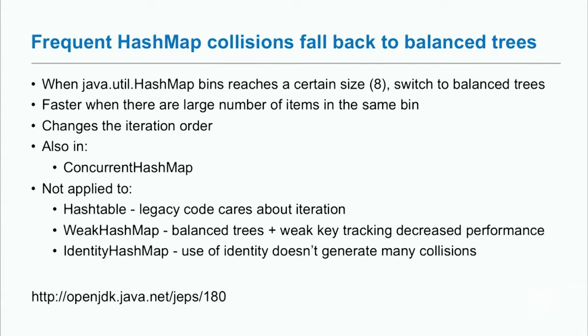They did add this to the ConcurrentHashMap. ConcurrentHashMap is often used in a lot of multi-threaded applications. They did not add it to the super legacy java.util.Hashtable, which has been around since the beginning of Java, just because they have test code that would break if they were to change that iteration implementation.